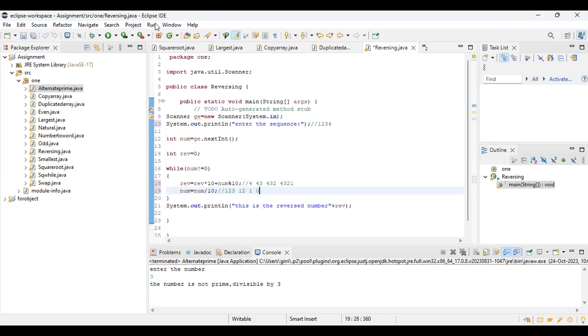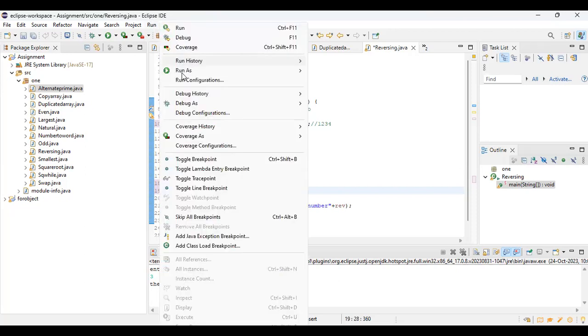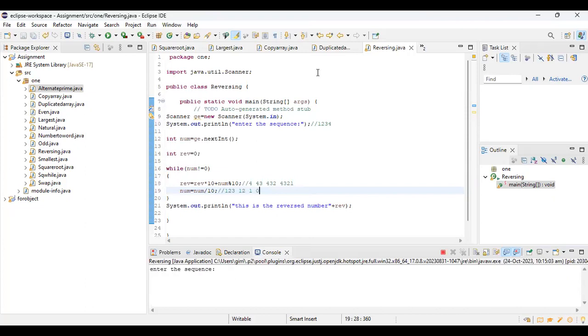So when I execute this one, this is the reversed number. It has given the reversed number as 4321. So this is the first program, reversing.